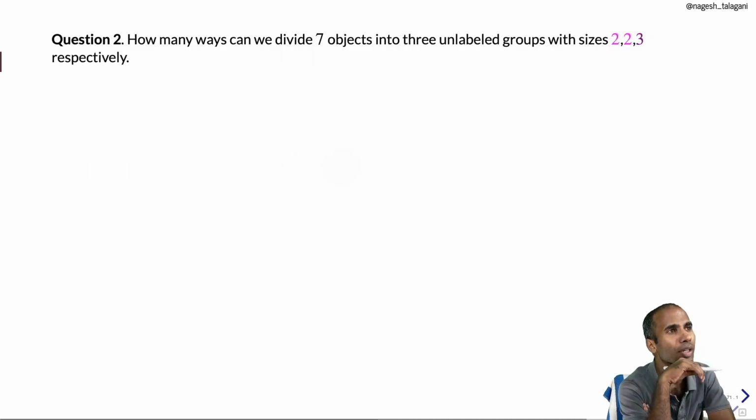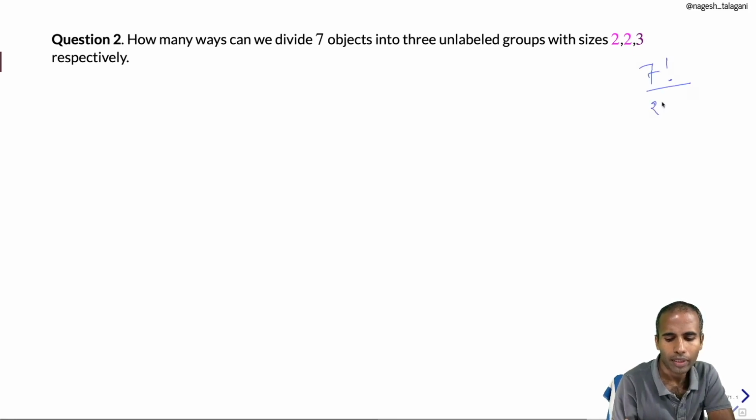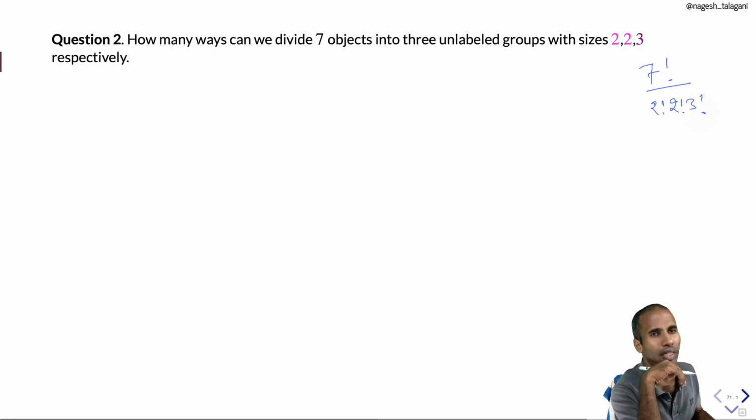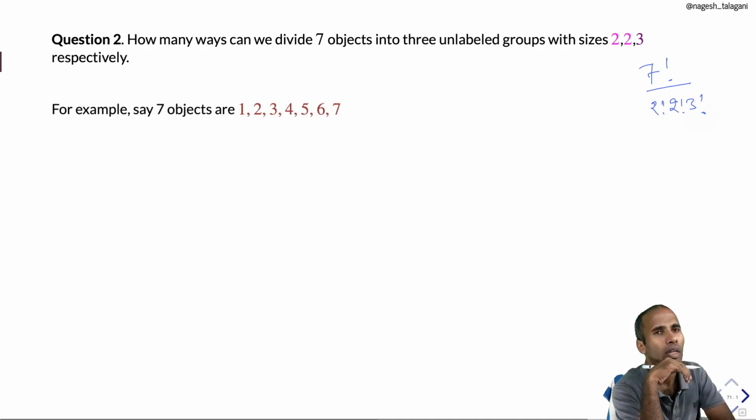Now, question 2. How many ways can we divide 7 objects into 3 unlabeled groups with sizes 2, 2, 3 respectively? Can I still say the answer is 7 factorial by 2 factorial, 2 factorial, 3 factorial? No, we have a problem here. Let's say our 7 objects are 1, 2, 3, 4, 5, 6, 7. Now, let me list out 2 examples in the labeled case. Then let me remove the labels and see what happens.